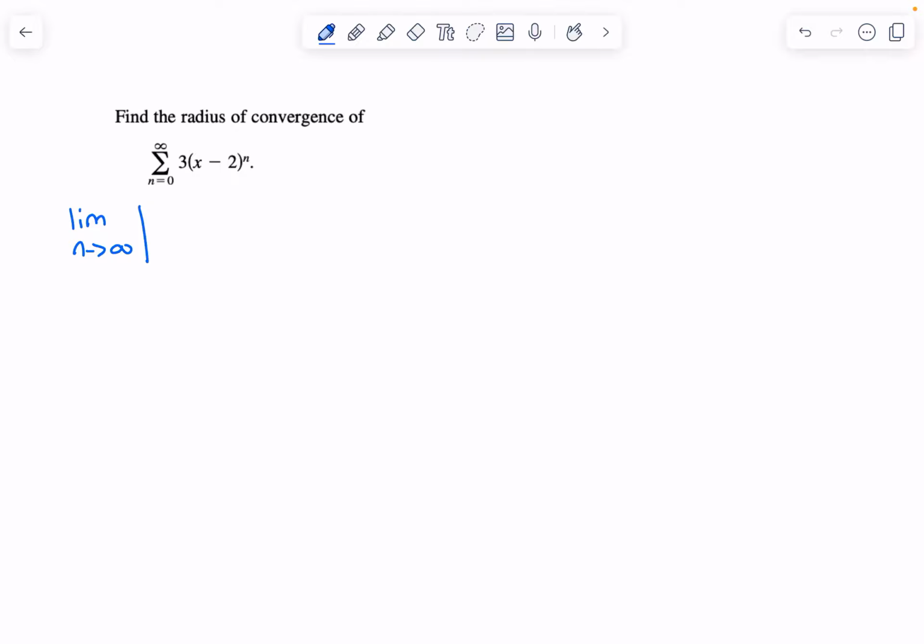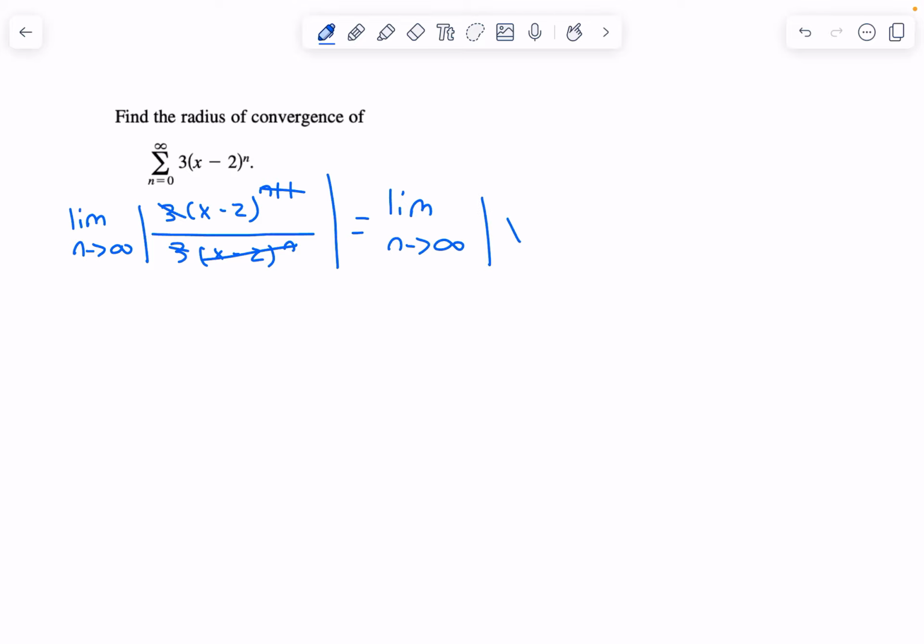So a sub n plus 1 is equal to 3 times x minus 2, and then substitute n plus 1 where there's an n, so n plus 1 on the top, and we can divide this by a sub n. So that's going to be equal to 3 times x minus 2 to the nth power. And we can see that there's one more x minus 2 on the top than there is on the bottom, so we can simplify to see that this is equal to the limit as n approaches infinity of the absolute value of x minus 2. And this is equal to the absolute value of x minus 2.